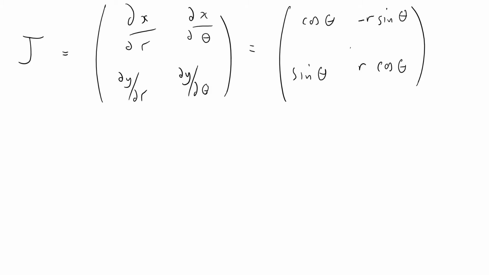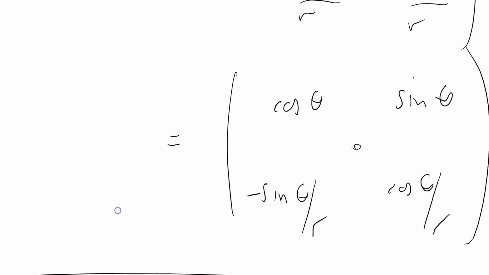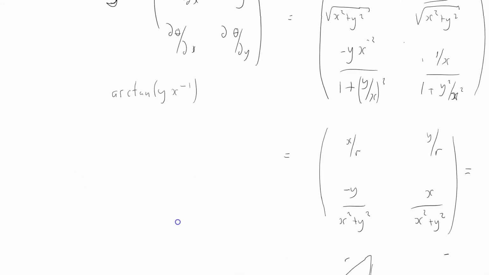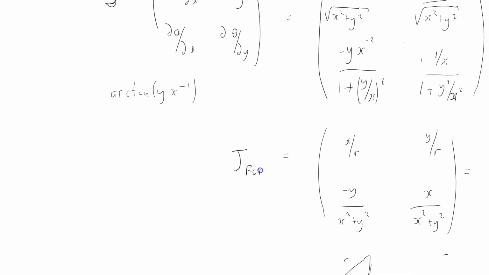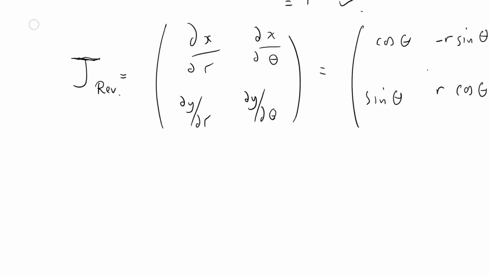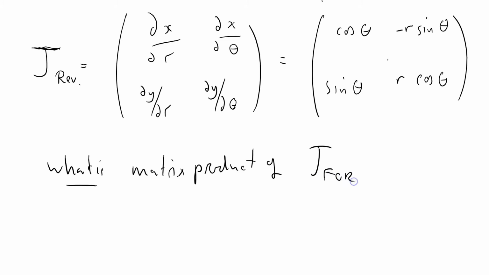What I'm going to ask is, I'm going to call that JR for reverse, JRev maybe, and this one here that I did last time, I just wrote down J. I'm just going to write, that's going to be J forward. So what I'm going to ask is, what is the matrix product of J forward and J rev?